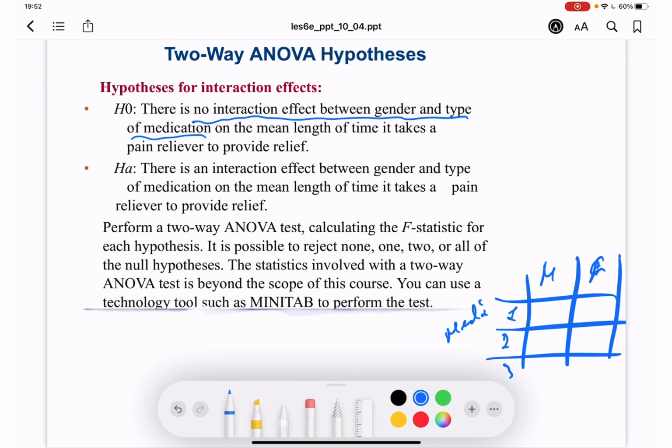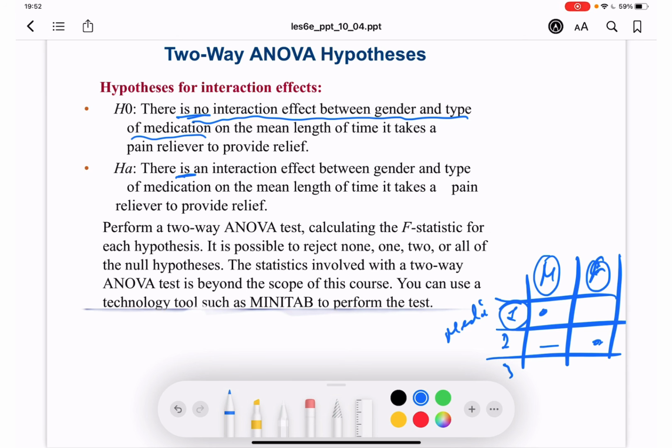We did hypothesis testing claims based on medication. Now we're looking in between male and medication type, female, or let's say two medication types. So there is no interaction effect between gender and type of medication on the mean length of time it takes a pain reliever to provide relief. And the alternative: there is an interaction. Here there is none.